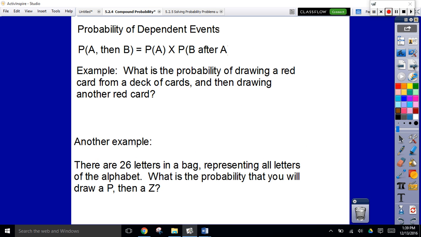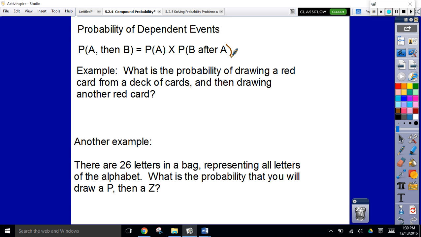All right, now let's talk about probability of dependent events. I think dependent events are interesting. So if they're dependent, the probability of A, then B, we're still going to multiply the probabilities together. But for the second probability, we have to think about, if the first thing happened, how many are left? How's that going to change my probability? So it's a little different. It's called the probability of B after A. What's the probability that the second event will happen after the first event has already occurred?